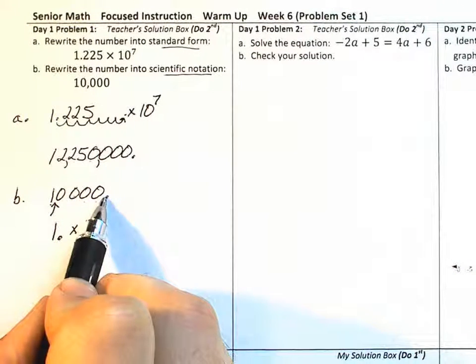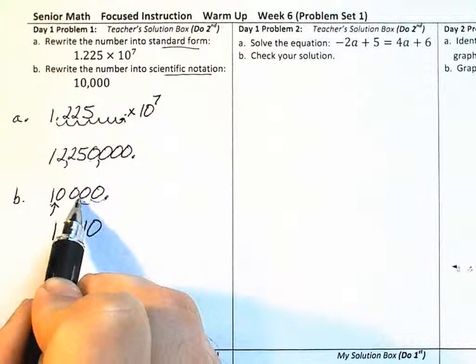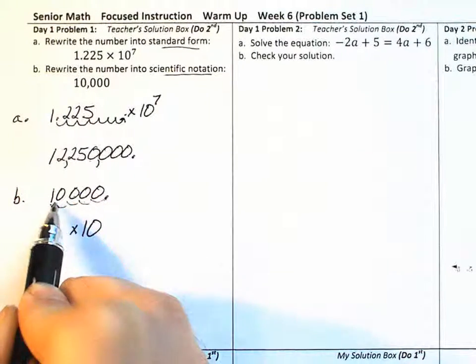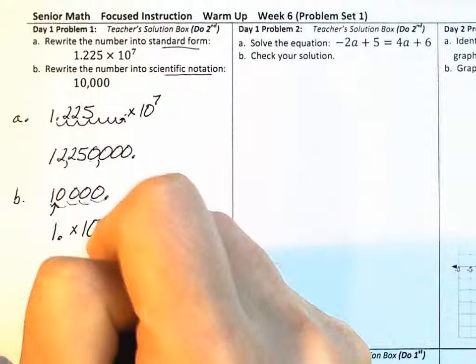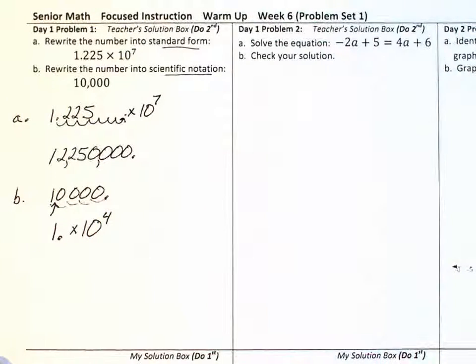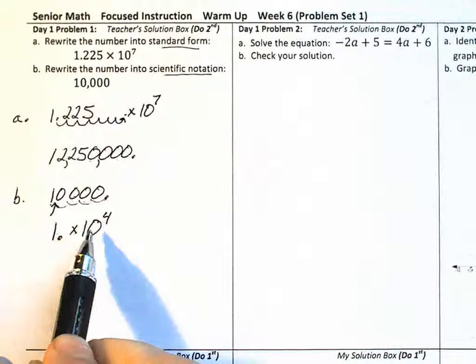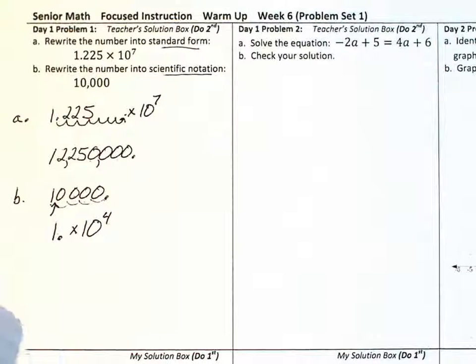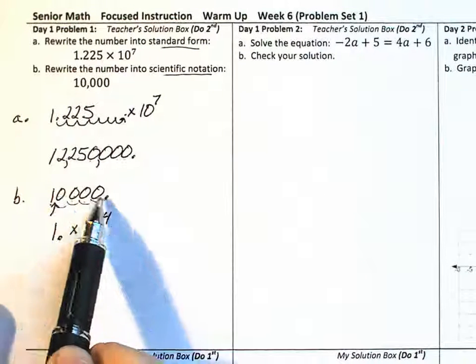Now, how far did we move that? 1, 2, 3, 4 spots. And so the exponent on the 10 is a 4. And so 1 times 10 to the 4th power is the scientific notation version of 10,000.